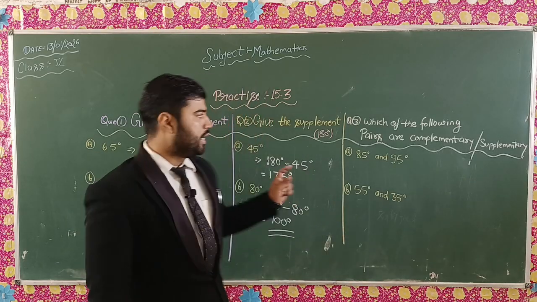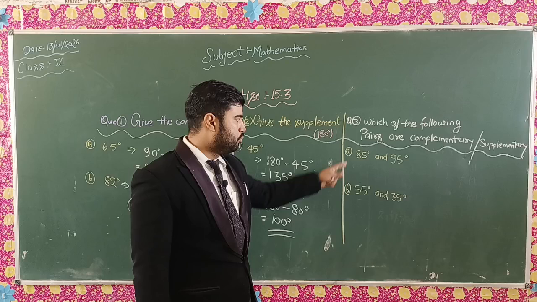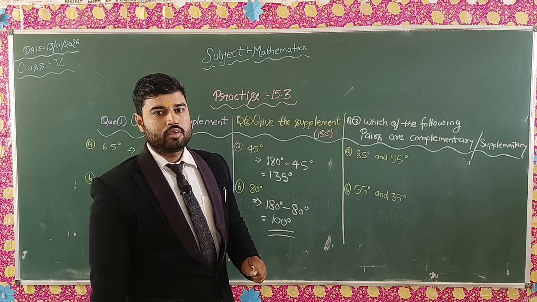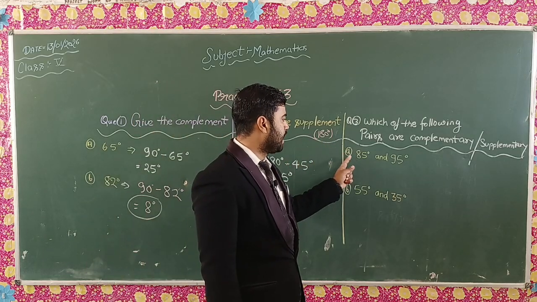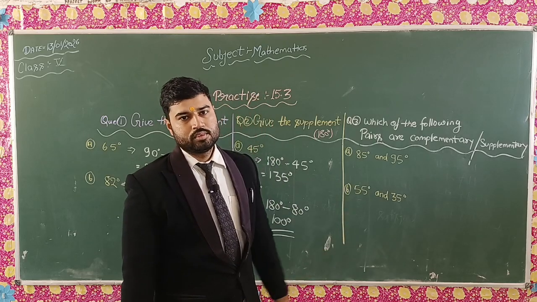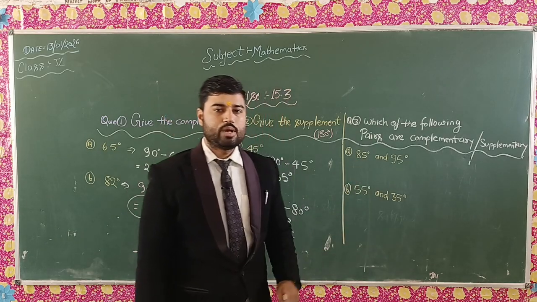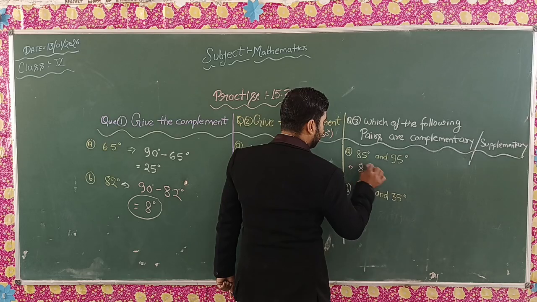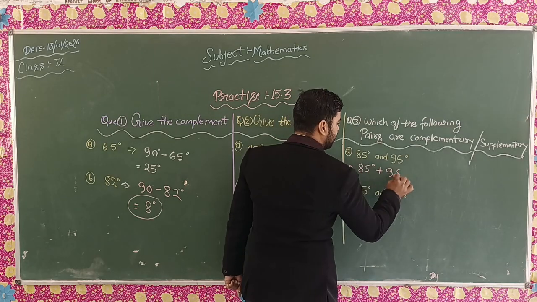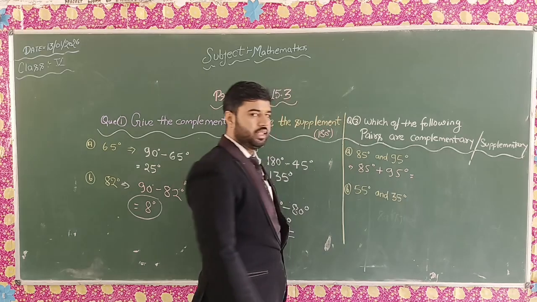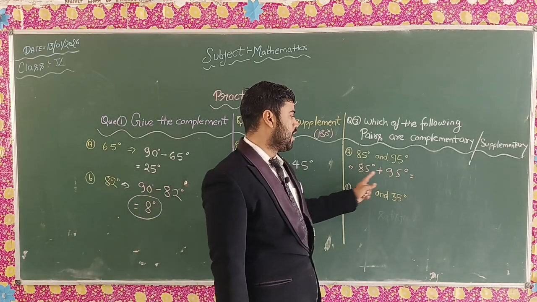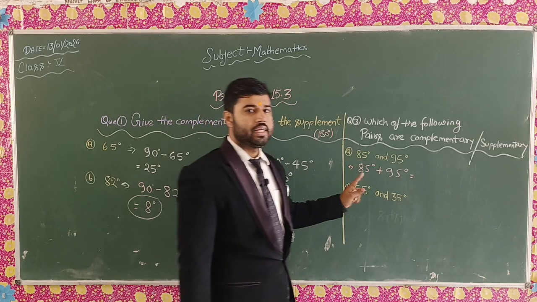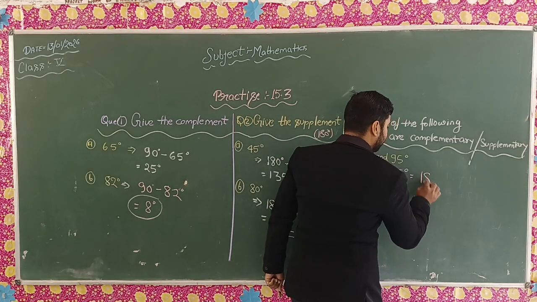To identify in both of them which one is complementary and which one is supplementary, you have to calculate the sum for all. You have to find out the sum for this. So let's add both of them. 85 degree plus 95 degree. And what will be the sum for this? If you add 95 plus 5, 100, and the remaining is 80. 180 degree.